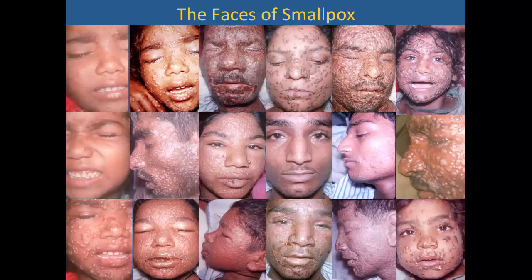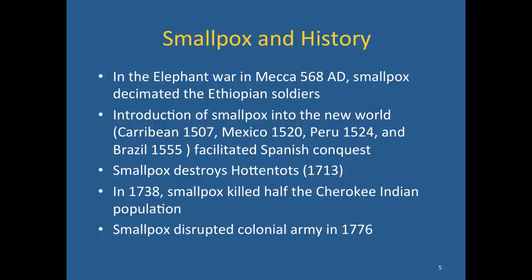So here are some of the images. As I mentioned before, smallpox is eradicated, so these pictures are 40 years old now, from previous cases, and you can see how severe it gets. It's not only on the face. It can go on the limbs of the infected individuals, but the face is one of the hallmark areas where you get infected.